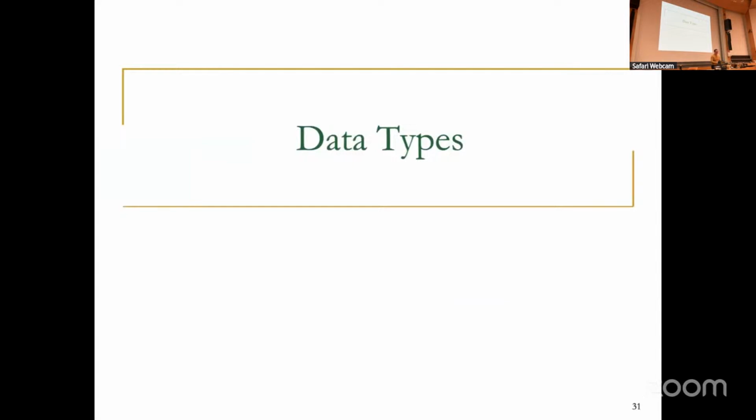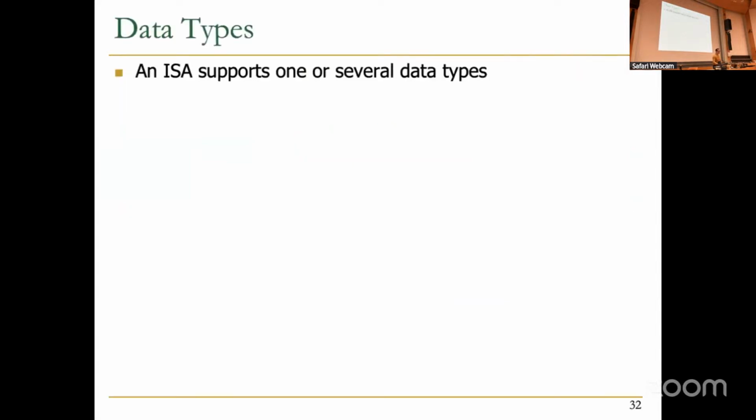Okay, so those are opcodes. Let's talk about data types now. An ISA supports 1 or several data types. Basically, this is how you interpret the data. The data you access in the register file, and you want to do an add operation. How do you interpret that data value? Is it a signed value? Is it an unsigned value? Is it a 2's complement value?